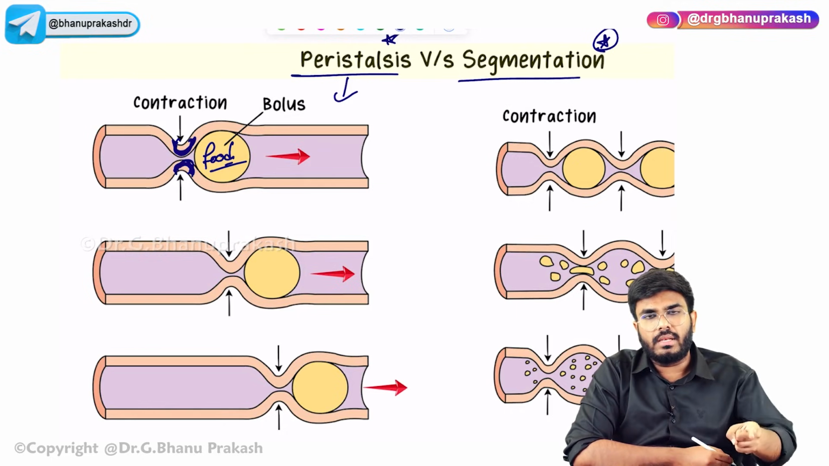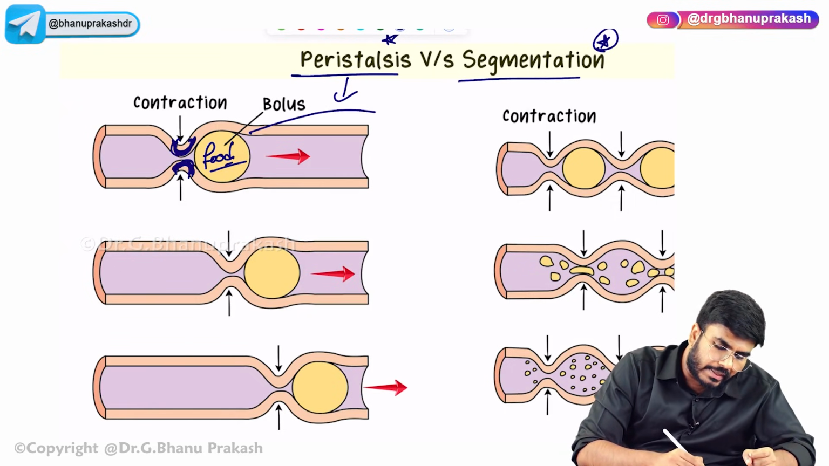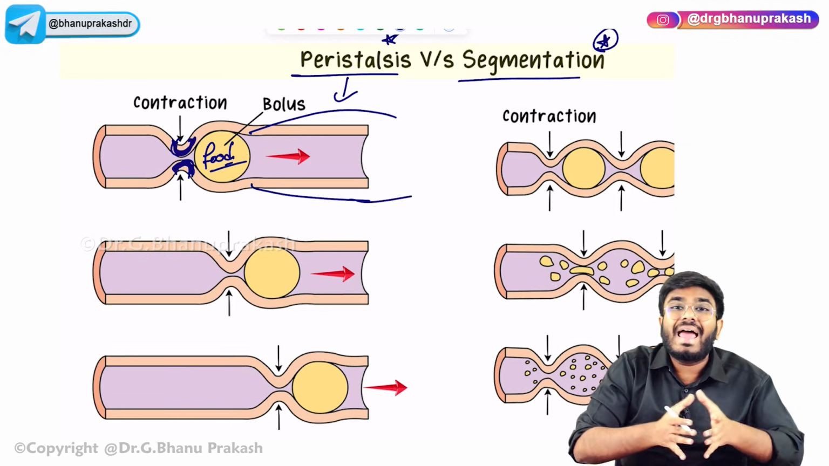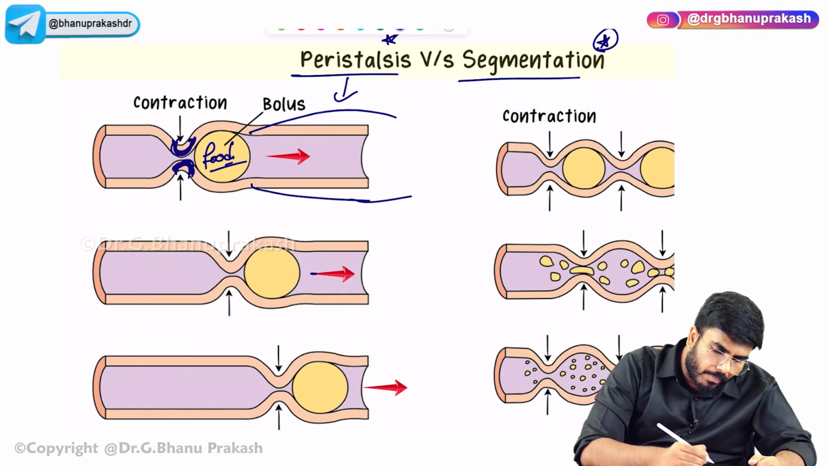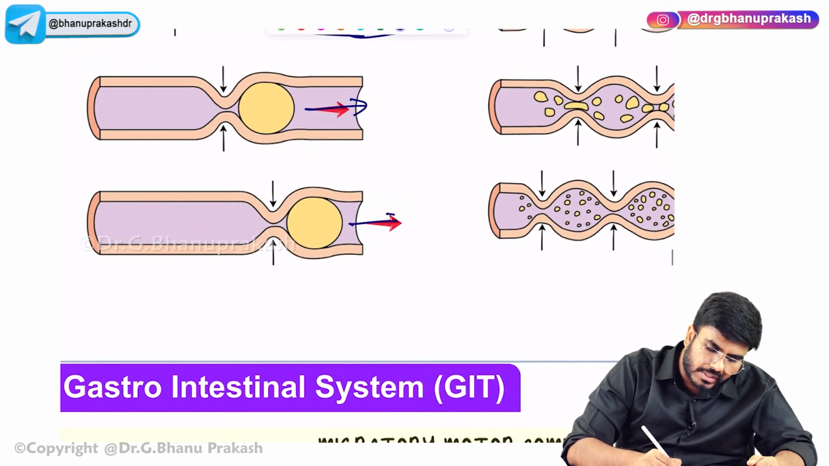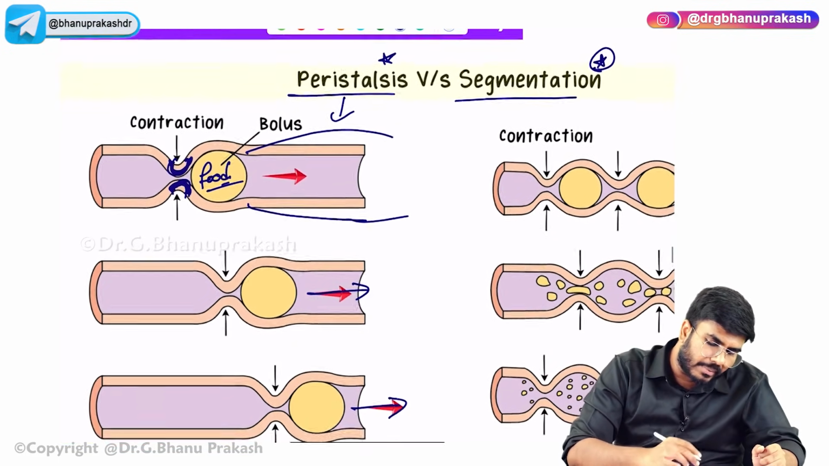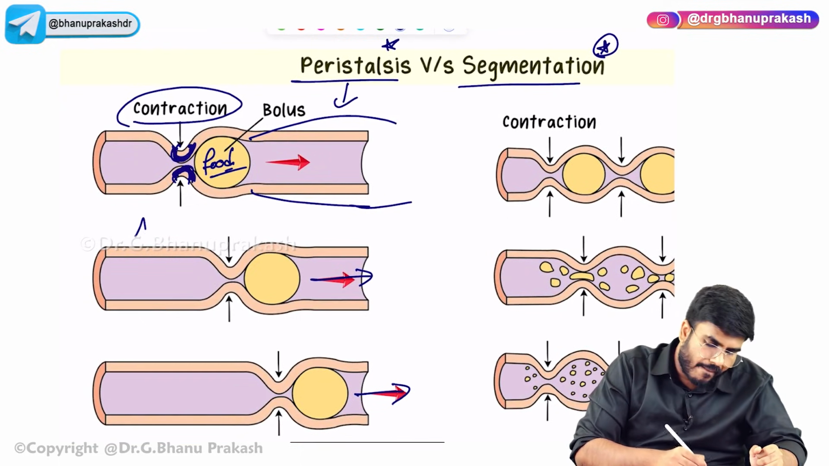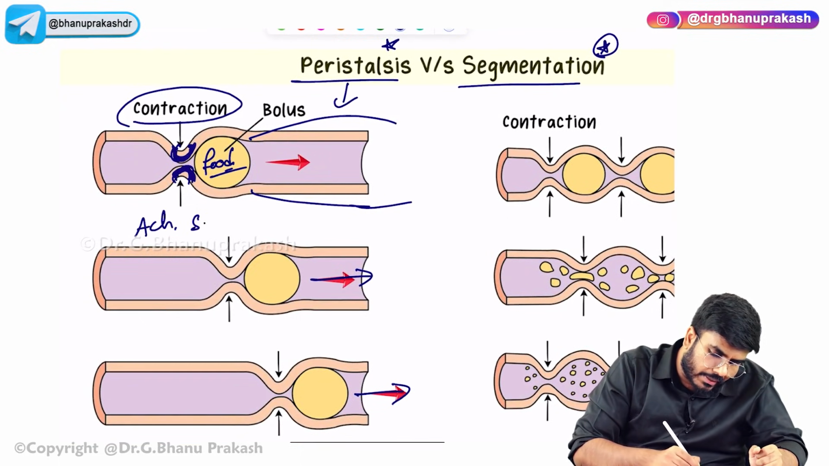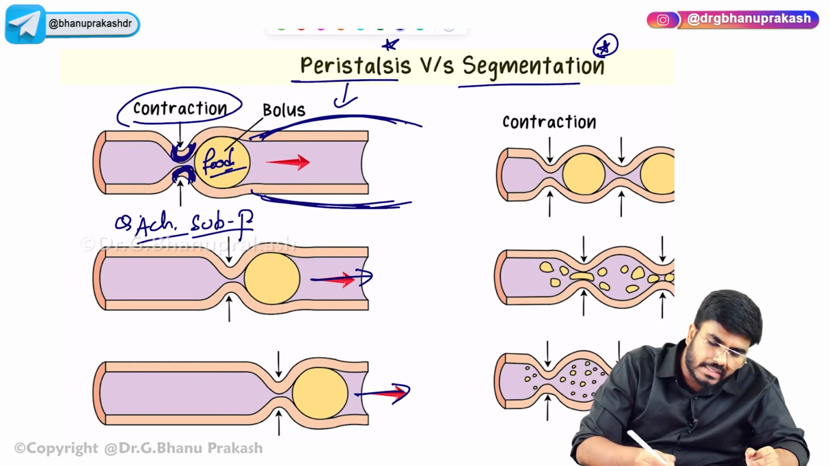There is always aboral movement of the food. So the proximal segment is contracted and the distal segment actually relaxes to welcome the food. So food is moving in one direction. There is a propulsion of the food, forward movement of the food. The question that can come up in your exam is the contraction of this proximal segment is due to which neurotransmitters? Acetylcholine and substance P. Acetylcholine and substance P cause the contraction of the proximal segment, and this distal segment is relaxed.